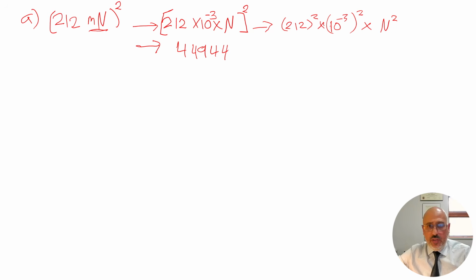Now 10 to the power minus 3 raised to the power 2, you can multiply these two, minus 3 multiplied by 2, that's going to be 10 to the power minus 6, and you will end up with N squared. Let me make sure that this 6 is appropriately written here, so that we don't have any confusions. So this is going to be minus 6 newtons, right?